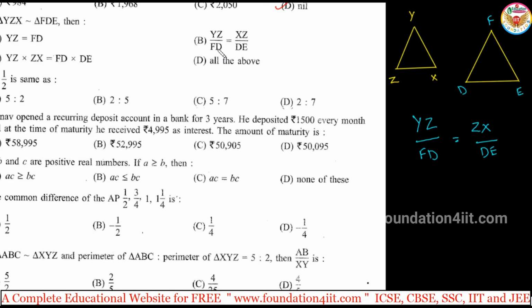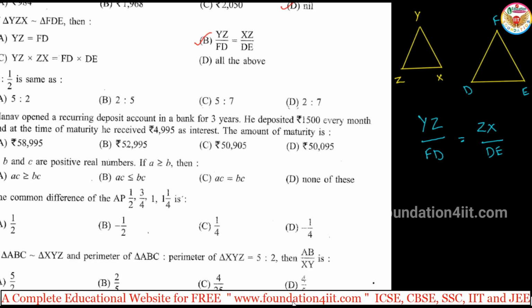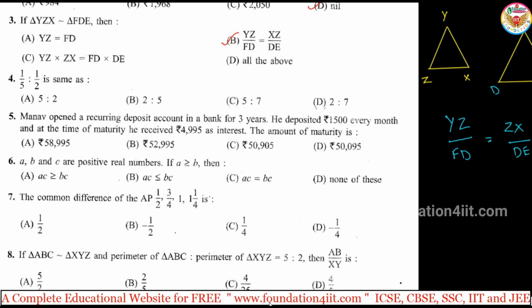Here YZ by FD is equal to XZ or ZX, both are the same, distance from Z to X or X to Z, divided by DE. Both are the same, right? So option B. The others are not, because whenever two triangles are similar, corresponding sides are in the same ratio. Even without drawing the diagrams, by letters we can know directly. YZ is the first two letters, so YZ by FD, and XZ or ZX, last two letters, divided by the last two. Matching. Next, 1 by 5 is to 1 by 2, do cross multiplication. 1 into 2 is 2, and 5. So 2 is to 5.